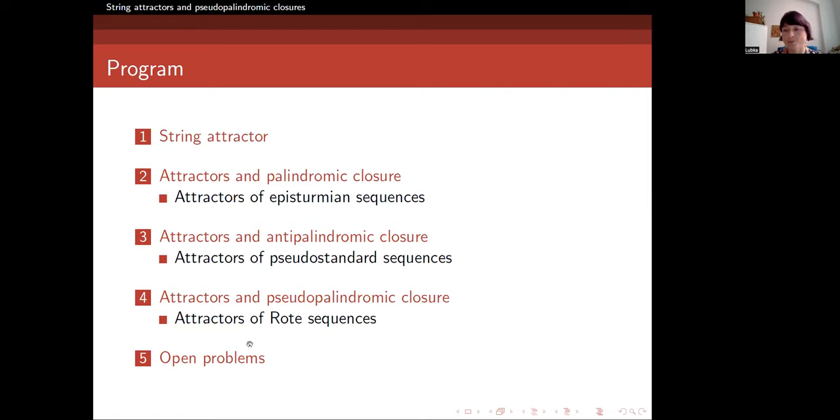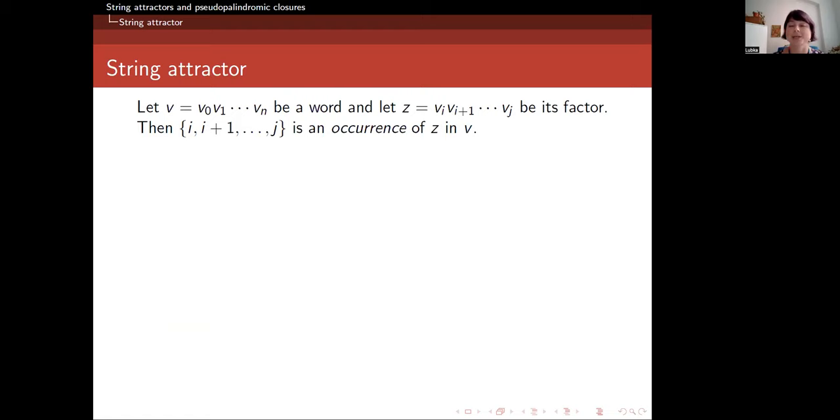So let me start with the definition of a string attractor. But at first, I will define what I understand under an occurrence. Let V be a finite word and Z be its factor. Now I say that the set of all indices i plus 1 up to j is an occurrence of Z in V. Usually we understand under an occurrence only the first index here.